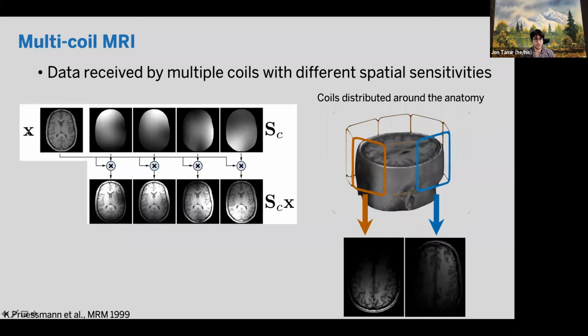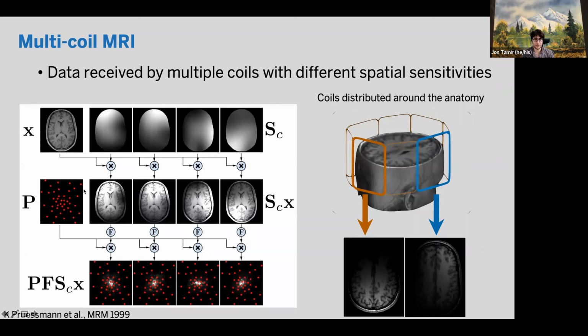And so we can model this as our image that has uniform sensitivity multiplied by the coil sensitivity profiles of each of these coils, and that gives us the coil images. Now, we still need to sample those coil images, and so the model is that we have a particular sampling pattern that's going to sample each of these different K-space data sets with the same sampling pattern. And so then we get this multi-channel data where each of these channels represents the image passed through this coil sensitivity and sampled.